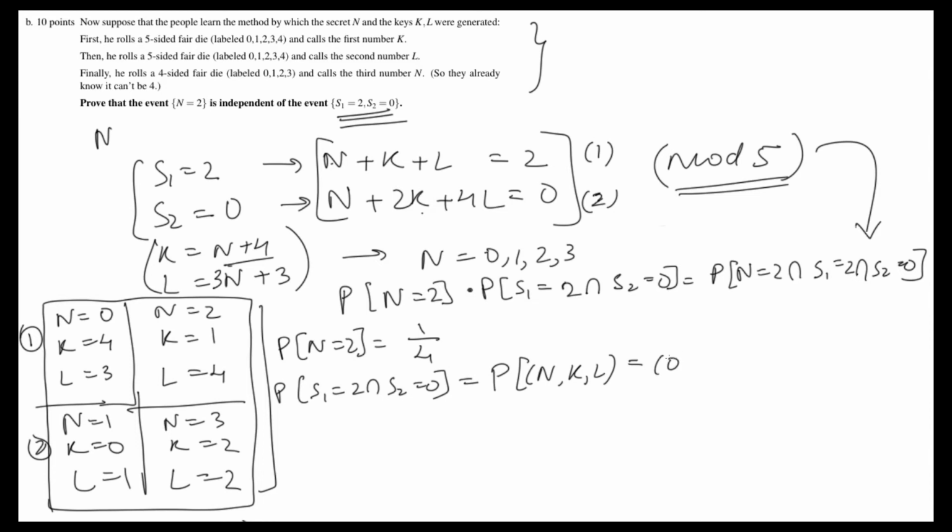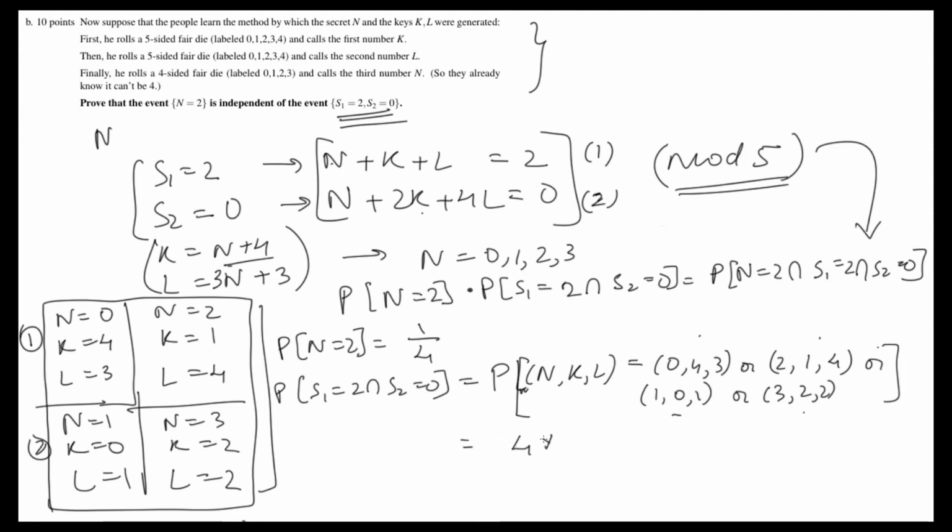Therefore this is equal to 0, 4, 3, or 2, 1, 4, or 1, 0, 1, or 3, 2, 2, right? So the probability that S1 is equal to 2 and S2 is equal to 0, as we calculated previously, holds if N, K and L take one of these 4 values. So now what's the probability that it takes any one of these 4 values? Any one of these 4 values.